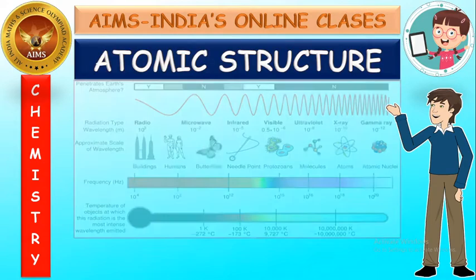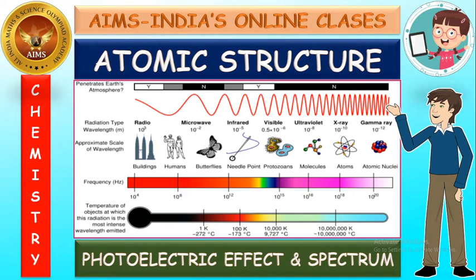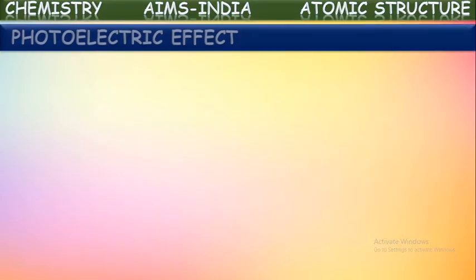This is chemistry session. In this we are discussing about the chapter atomic structure. In this session we are going to say about the photoelectric effect and the electromagnetic spectrum. First among them is photoelectric effect.